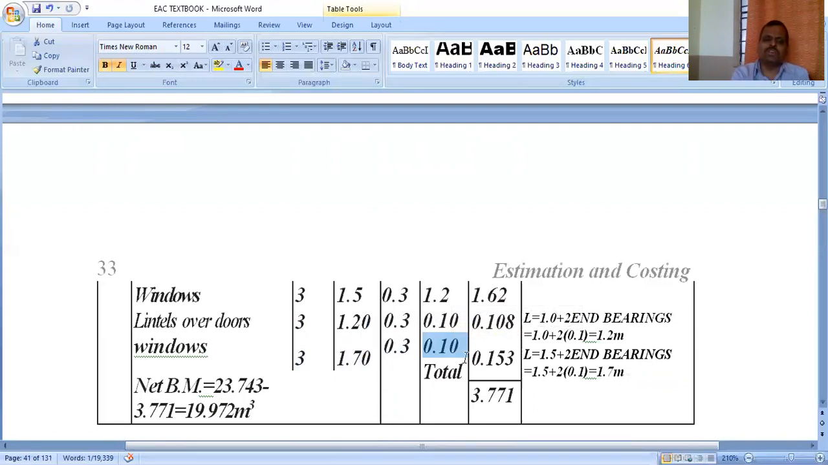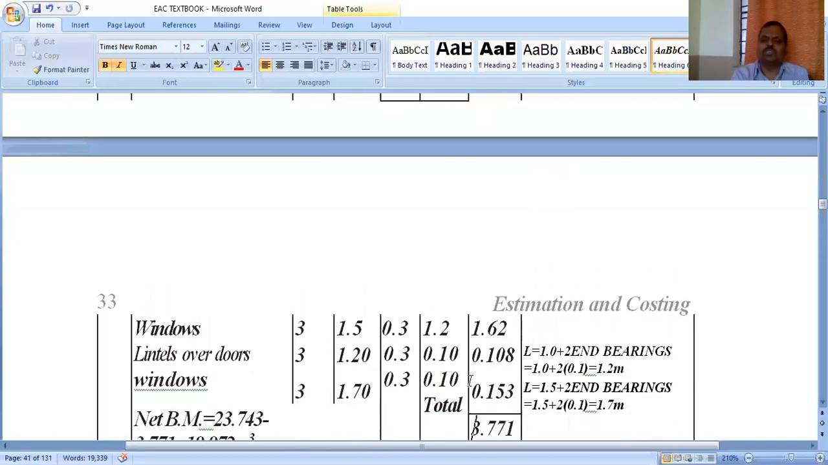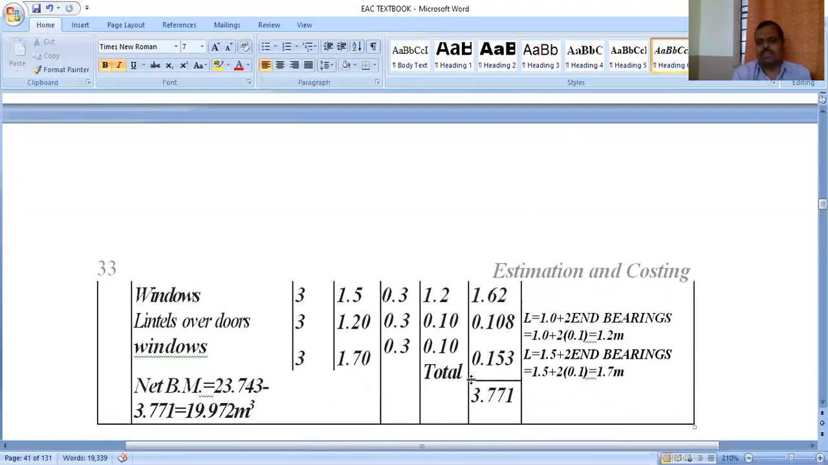Now we have to find out the total deduction. So just go on adding: 1.89 plus 1.62 plus 0.108 plus 0.153. The total answer will be 3.771 cubic meter. This is the quantity of deduction which you have to deduct from the initial total brickwork.